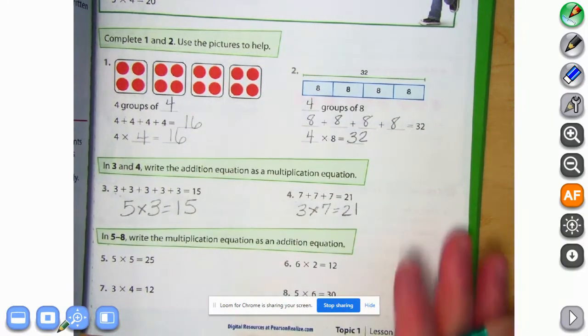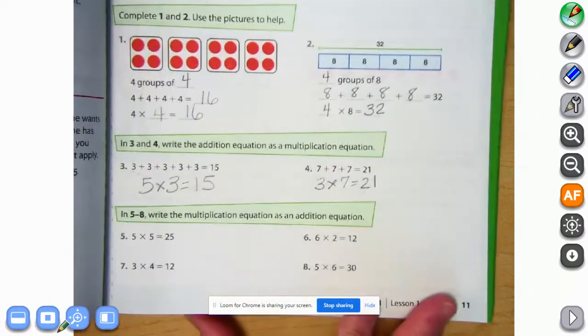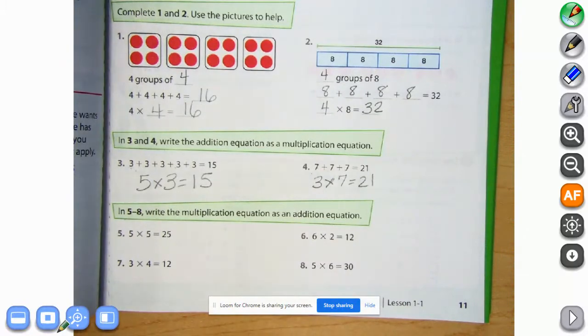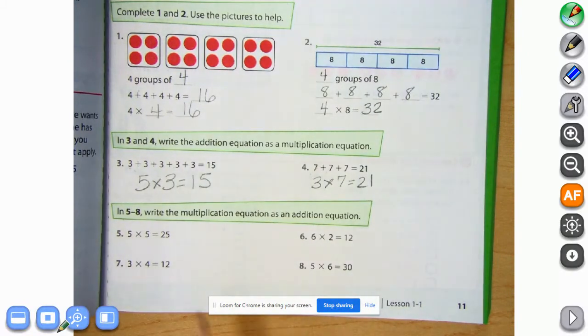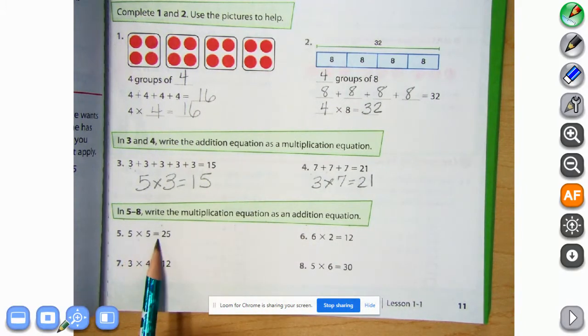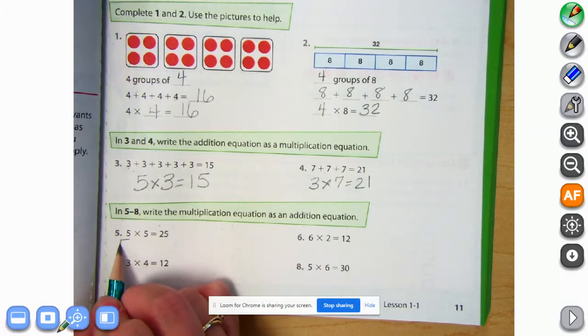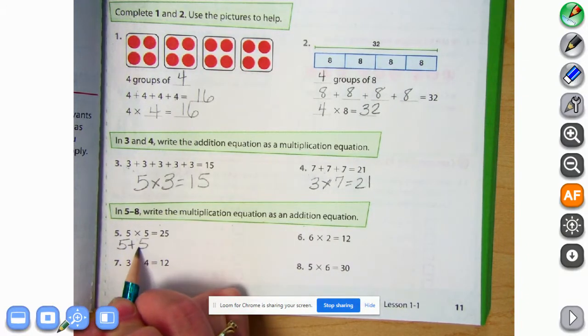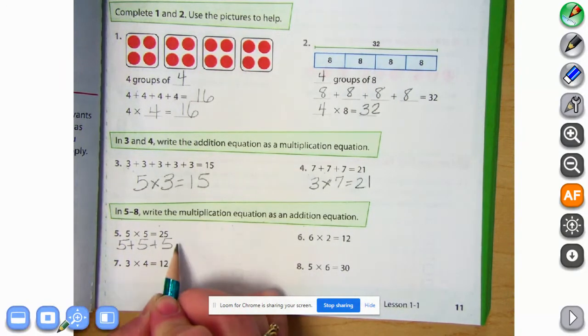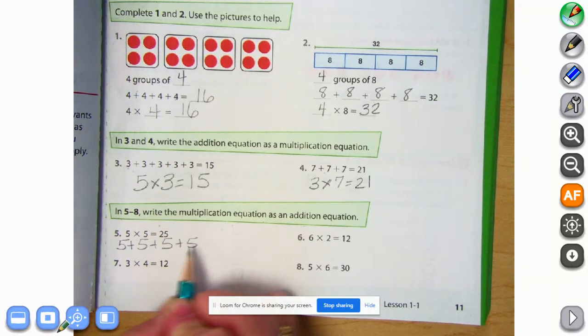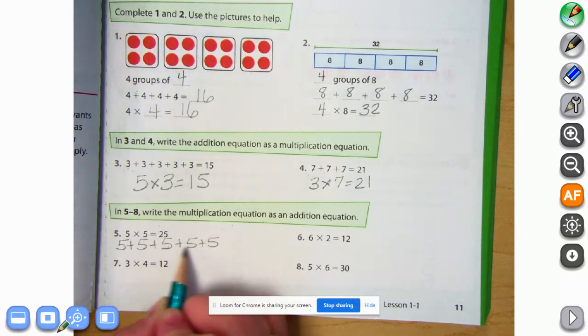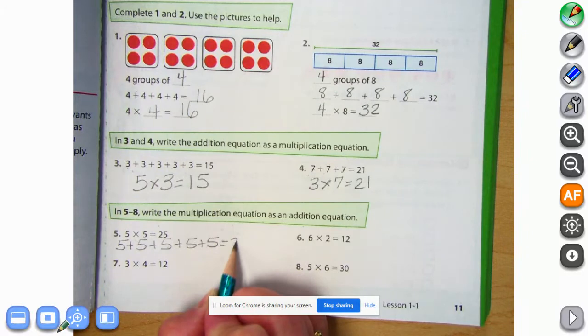All right. We're going to go down to number 5. Okay. Write the multiplication equation as an addition equation. So 5 groups of 5 is 25. That means we have 5 plus 5 plus 5 plus 5 plus 5. 1, 2, 3, 4, 5 is 25.